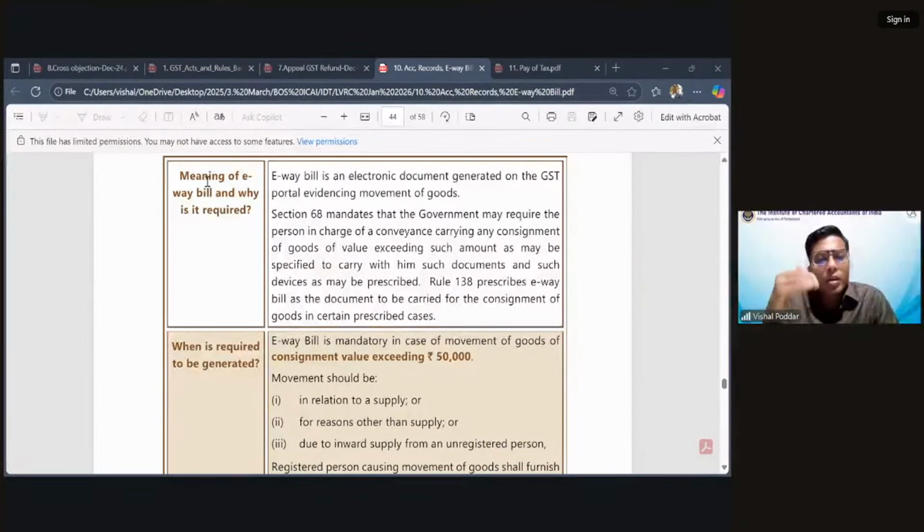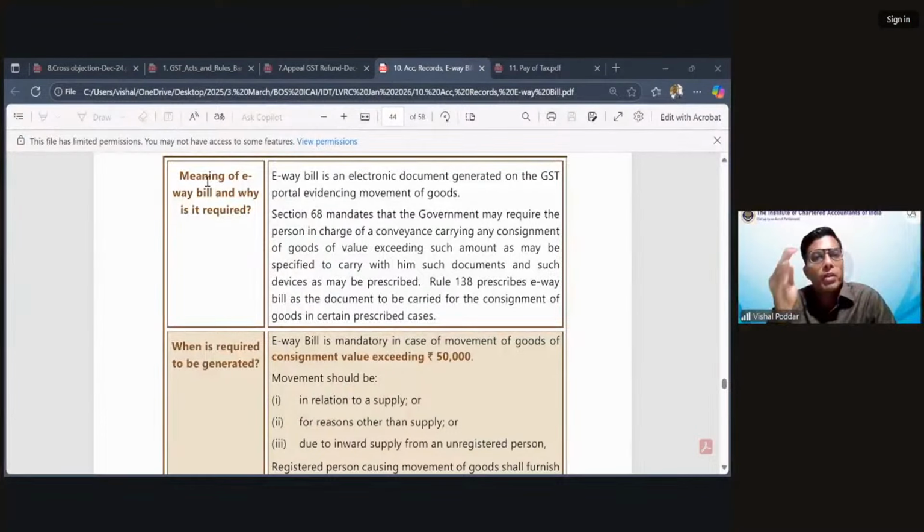So how is this done? You go to the e-way bill portal. There are two parts of the e-way bill. Part A is the invoice details. That is where the details of supplier, recipient, place of delivery, and the details of the goods, its HSN, quantity, value, GST, everything is uploaded.